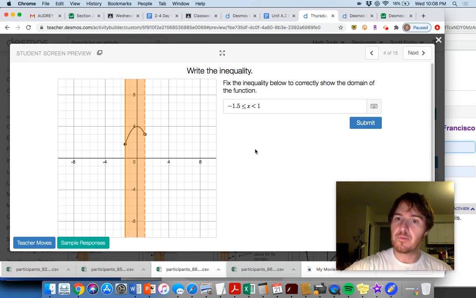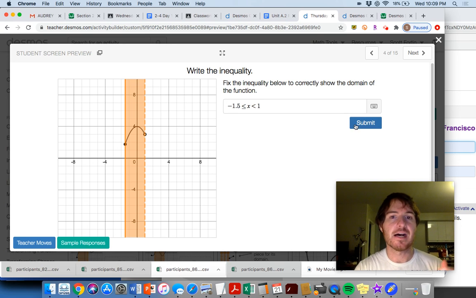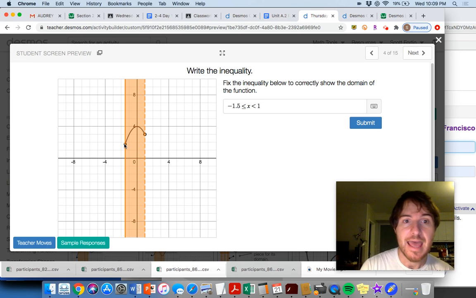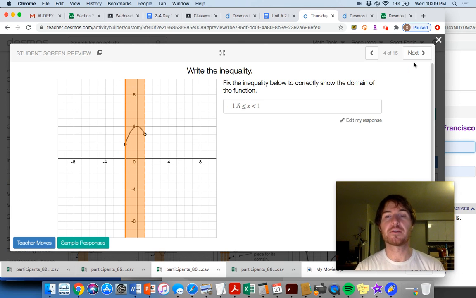Check it out. Did you get the domain? I hope you did. I got the domain. So here, right? Closed dot, inclusive. Open dot, non-inclusive. And that's why we did this: the less than symbol does not include values of 1. X is always less than 1. Less than or equal to symbol, right? Negative 1.5 is less than or equal to X, right? Because X could be negative 1.5 on this function. That's part of the domain. You're good to go. Go ahead and submit it.